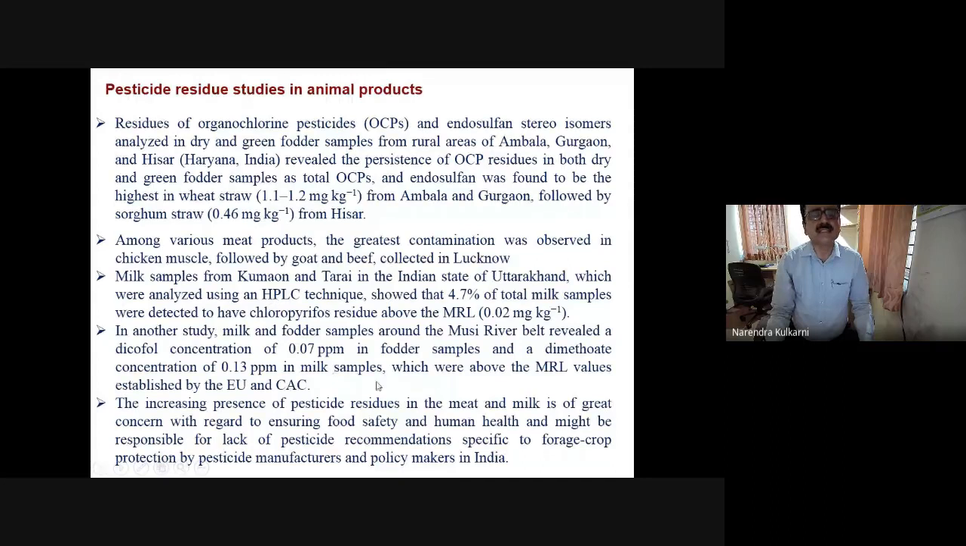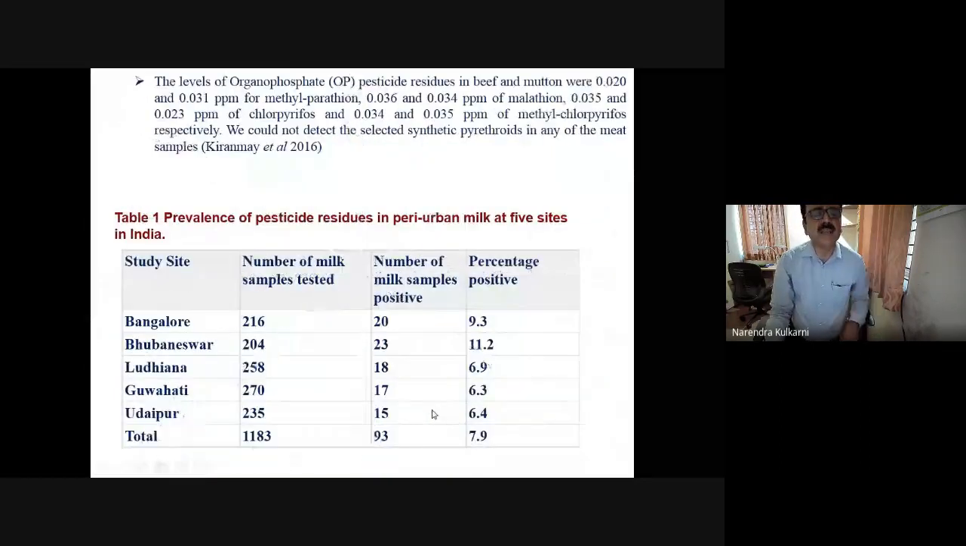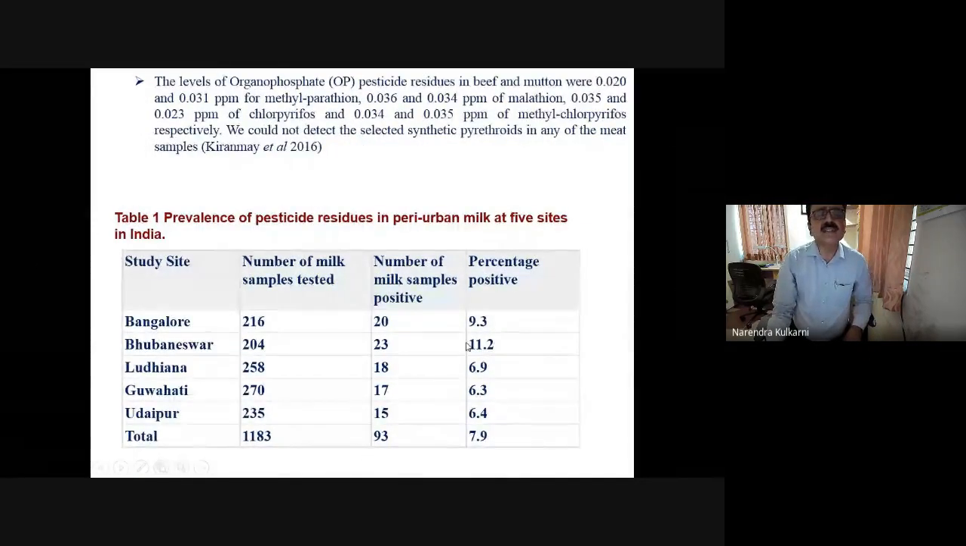And yes, these are samples contaminated with dicofol and other chemicals. These are just examples I am giving. And this is one study showing the number of milk samples tested in cities like Bangalore, Bhubaneswar, Ludhiana, Guwahati and Udaipur. They collected the milk samples and found that most of the milk samples are contaminated with pesticides.